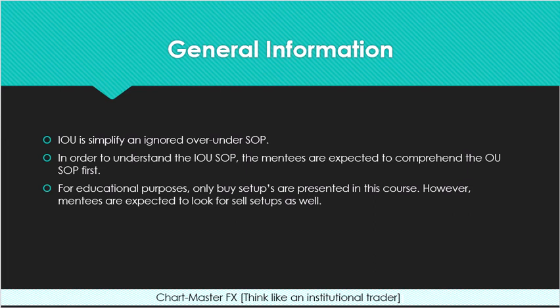The ignored over under is one of the big 5 strategies, and I've already uploaded the other 4 strategies. So this one was the only one that has been left, and once we complete the ignored over under, then we know that we are done for the big 5 strategies.